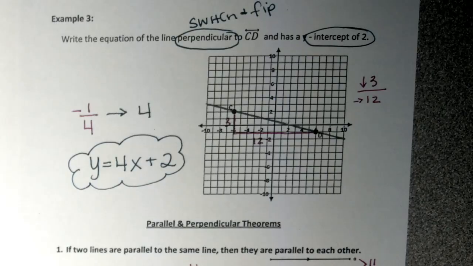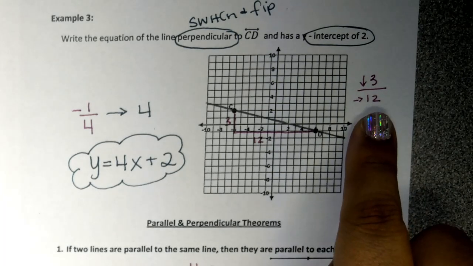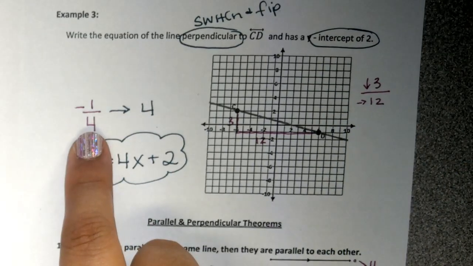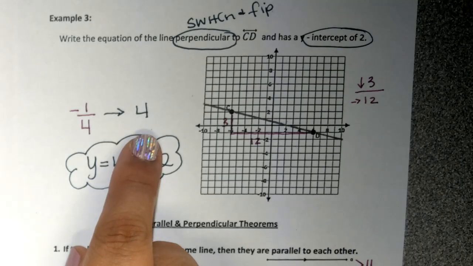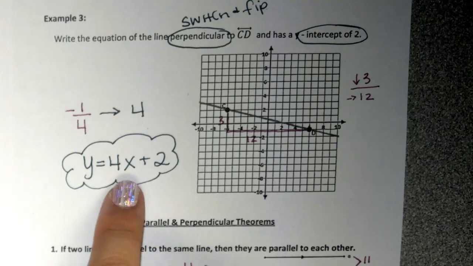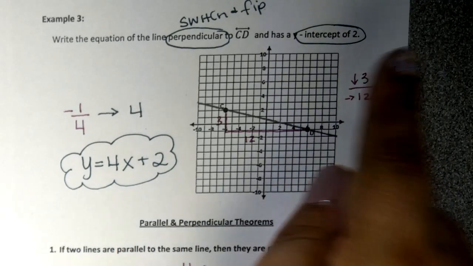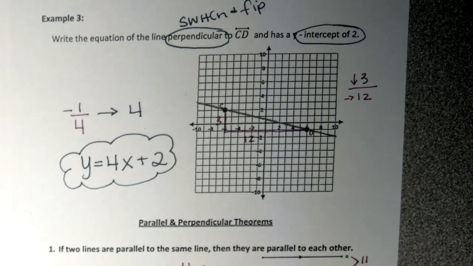I got it right. Yes. Okay. I went down 3, right 12. So that's how I got negative 1/4. I just reduced it. And then the question says perpendicular. So I flipped and switched it. And then do you know where I got the 2 from? From the answer, yeah. Okay. What other questions do I have?